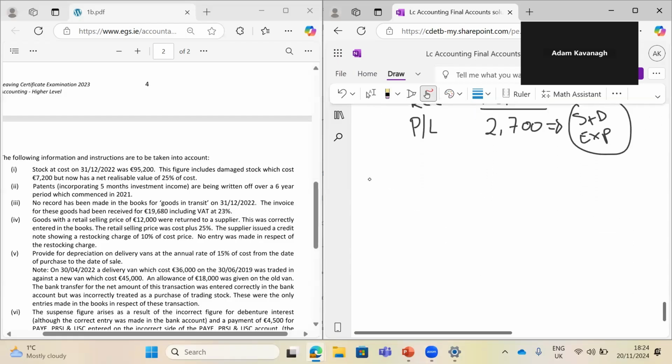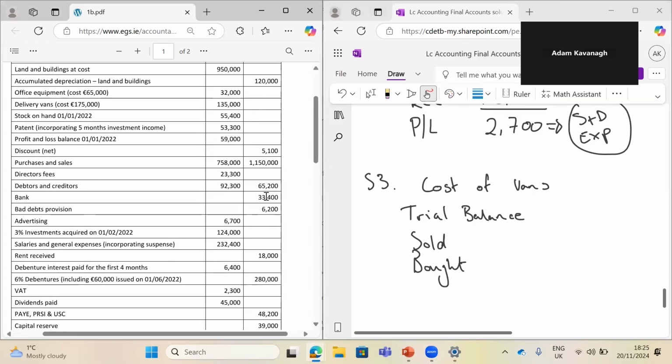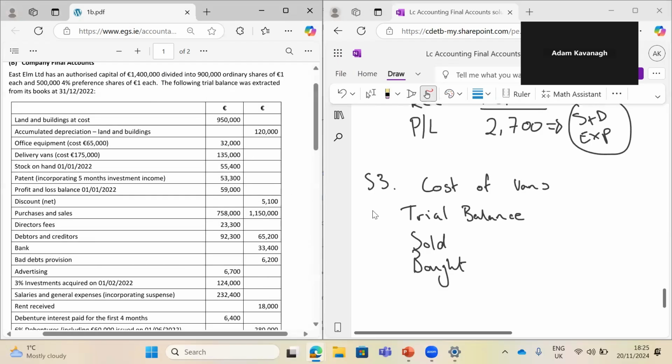Okay, step number 3 is the cost of delivery vans. So there's 3 things you have to look at here. We have the trial balance, which is what's given in the question. Then we sold one, so that's going to reduce the cost of our vans. And then we bought one, which will in turn increase the cost of our vans. So in the question, cost of our vans is, see, delivery vans, 175,000.